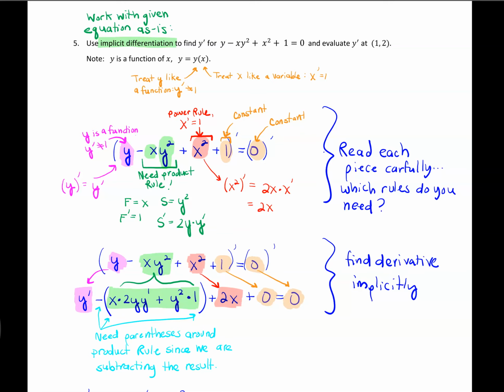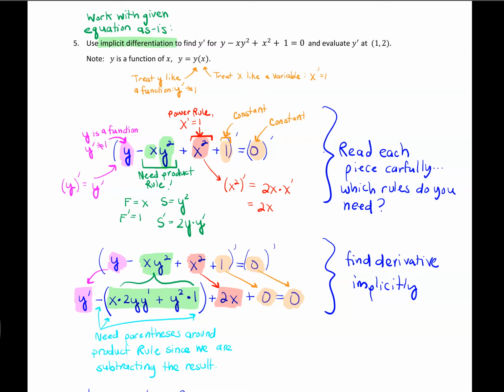This is a quick rundown of question number 5 from the section 3.5 notes on implicit differentiation. Now, there's a more detailed video posted in an old lecture video. This is just a quick run through of what's happening. So in question 5, we're asked to use implicit differentiation to find y prime.